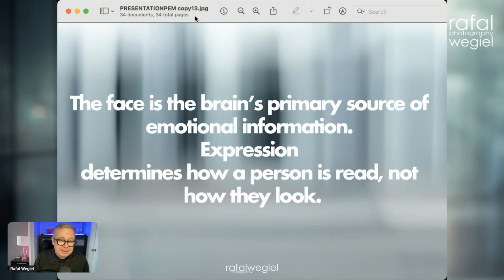We talked a little at the beginning: the face is the primary source of emotional information. Expression determines how a person is read, not how they look. So basically, the facial expression sends the message. This is the key element which tells us whether the image is good or bad. It's not the lighting, it's not the equipment we're using, it's not even those interesting backgrounds. None of this. The facial expression, I found, is the key element of every headshot session.